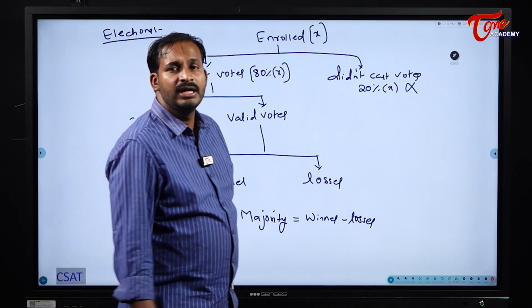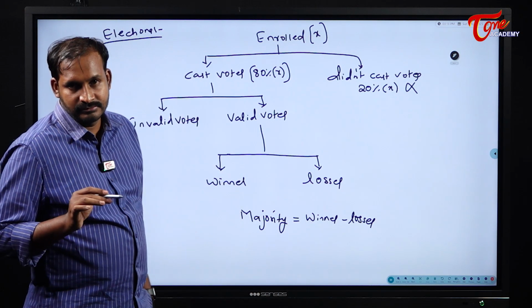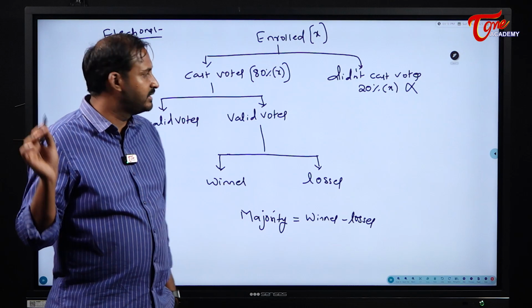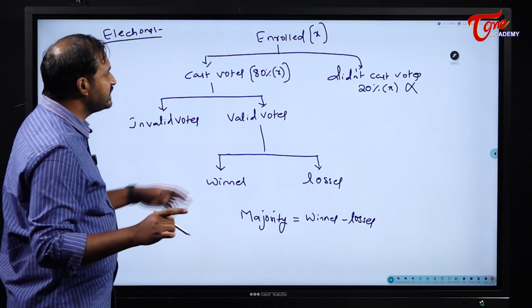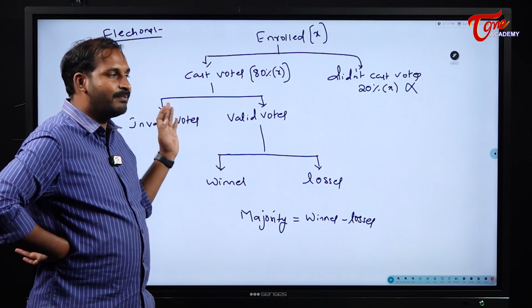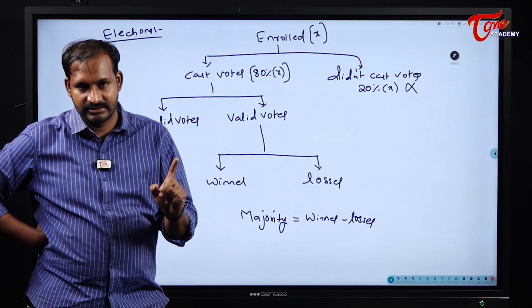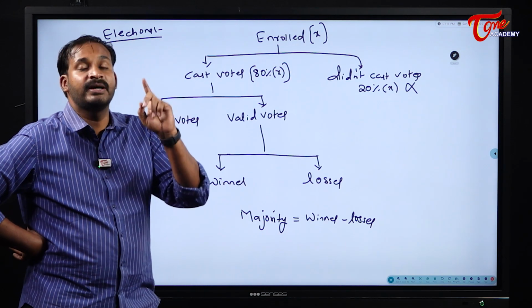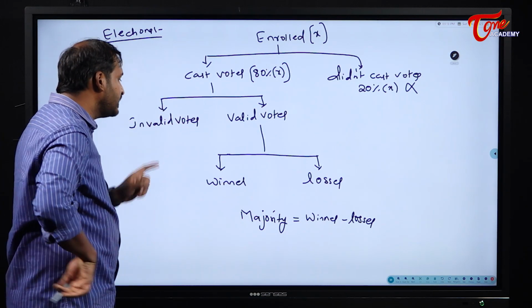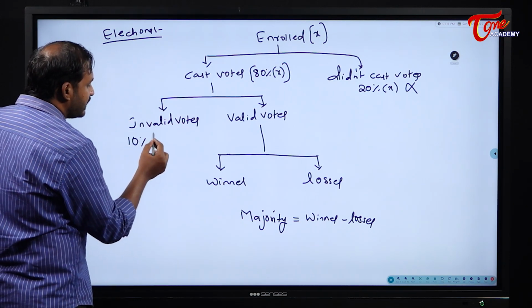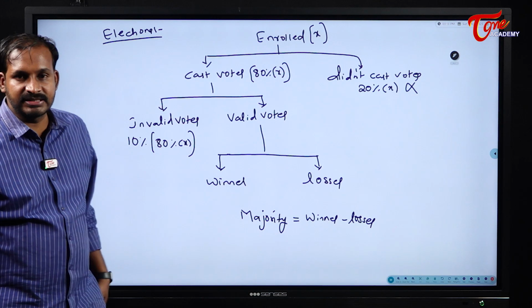Next. In that casted votes, 10% went invalid. So what happens to these invalid votes? 10% of this 80%. See students, don't raise doubts saying 80% casted votes are there, in that 10% invalid means 10% is invalid and 70% is valid. Not like that. Very clearly I am telling that 10% of casted votes were invalid. So invalid will become 10% of 80% of X.